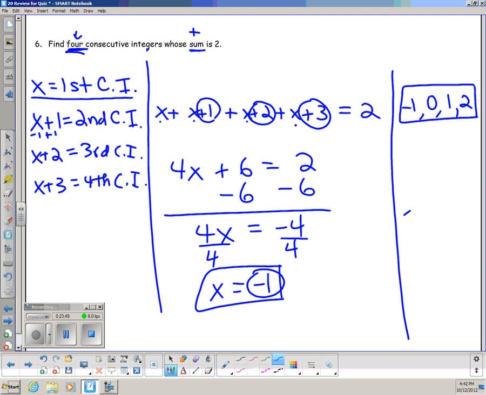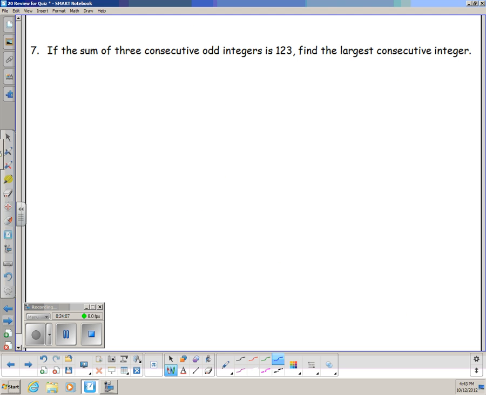And if I wanted to check this a little bit, I would take the 4 consecutive guys and add them. And notice negative 1 plus 0 is negative 1. Negative 1 plus 1 is 0. And 0 plus 2 is 2. And it works. All right, 3 more problems.